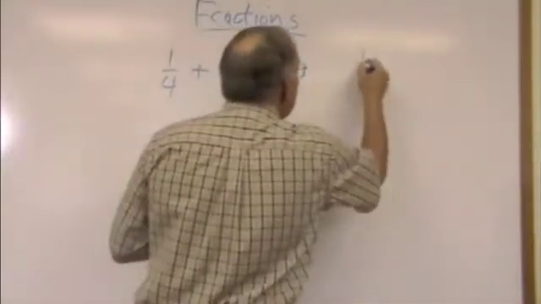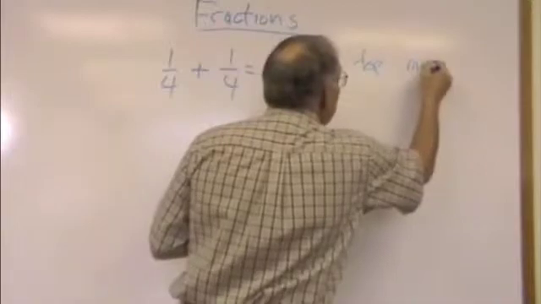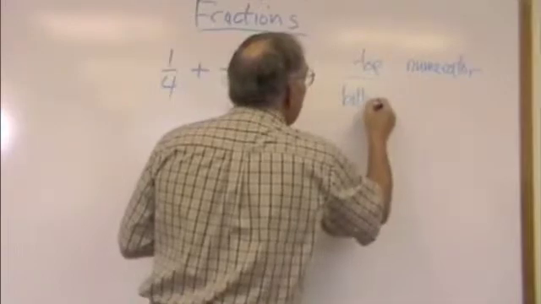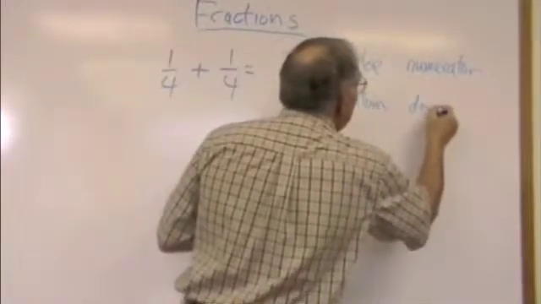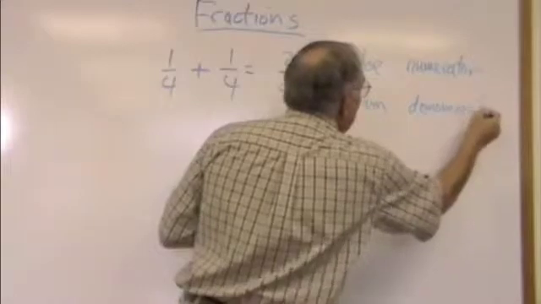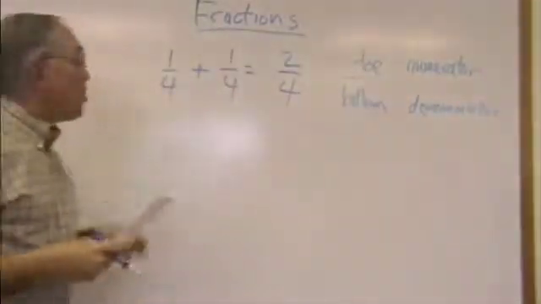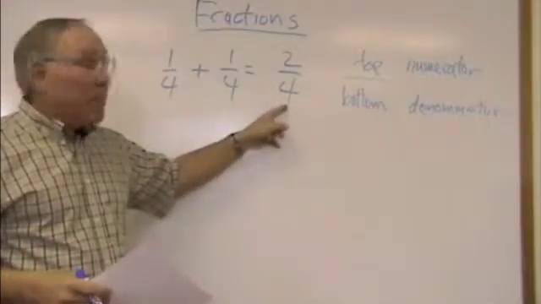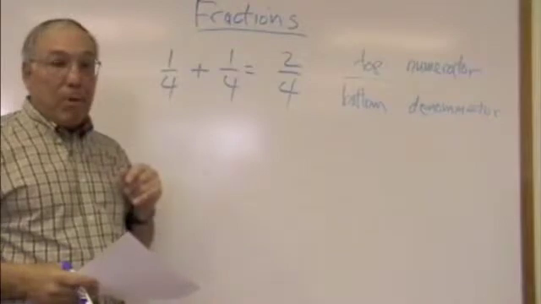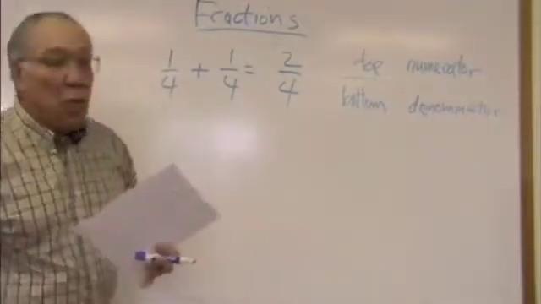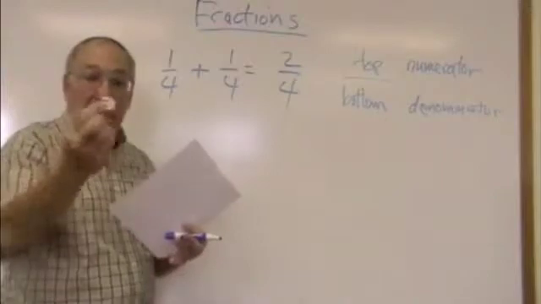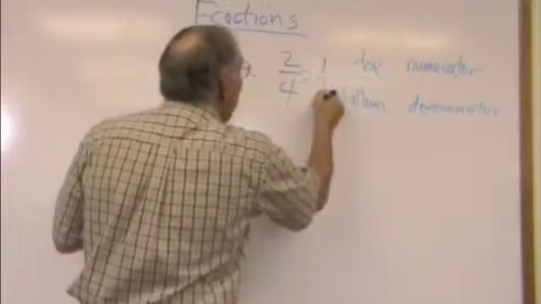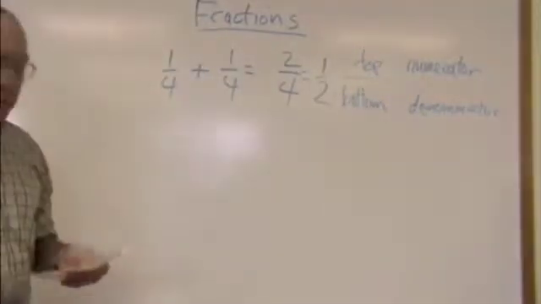The top number in a fraction is called the numerator. The bottom number is called the denominator. So if the denominators are the same, if the bottom numbers are the same, we just keep that same number and add the top numbers. Well, we know that we can change 2 quarters into a simpler coin, just one coin, a half dollar. So we know this is also equal to 1/2, and that's called reducing fractions.